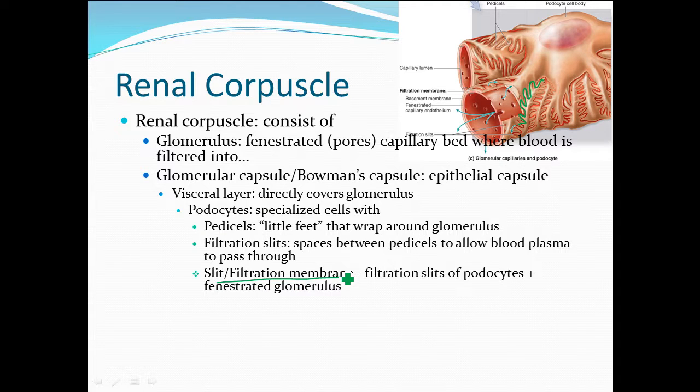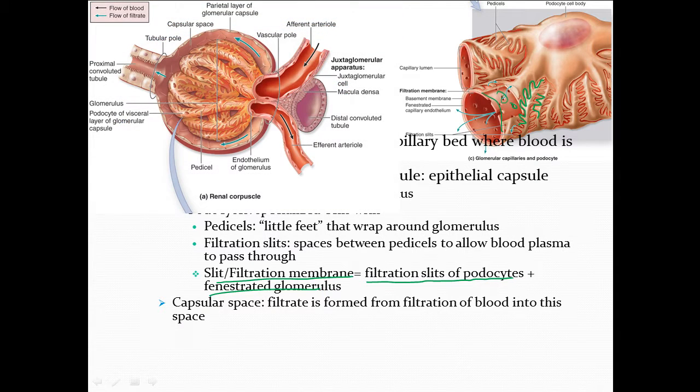There is also a slit membrane, and this is a combination of the filtration slits of the podocytes that we just talked about here, and also the fenestrated glomerulus. And that's combined, both of them together, is called the filtration membrane. This space that you see over here, this is called the capillary space. And this is where the filtrate from the blood goes to.